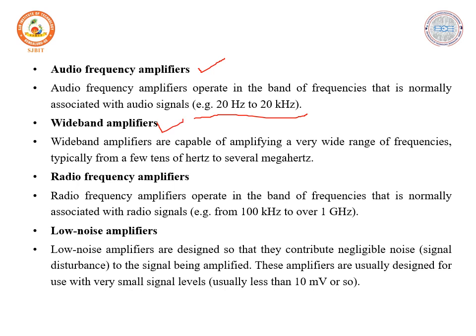Wideband amplifiers are capable of amplifying a very wide range of frequencies, typically from a few hertz to several megahertz. A radio frequency amplifier operates in the band of frequency that is normally associated with radio signals. For example, the frequency range is from 100 kilohertz to 1 gigahertz. Low noise amplifiers are designed in such a way that they contribute negligible noise to the signal being amplified. These amplifiers are usually designed for use with very small signal levels, that is less than 10 millivolts.